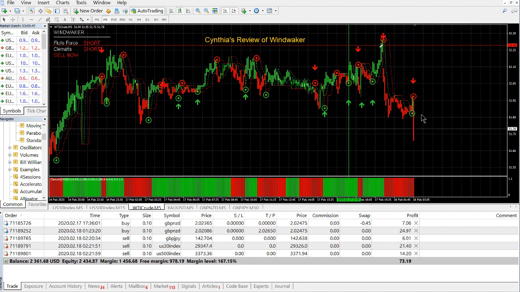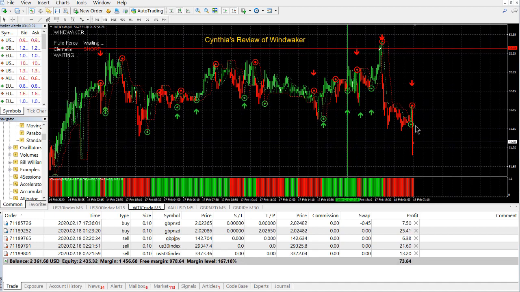And now you can see we have another hurricane force right here, and the flute force says short, clematis is short, and it says sell now. So at the beginning of this 5-minute bar, it would have been a perfect sell entry. Or you can wait for it to pull back if you're waiting and watching in a 5-minute bar and hope that you can get a little bit better entry on a pullback and then enter short.